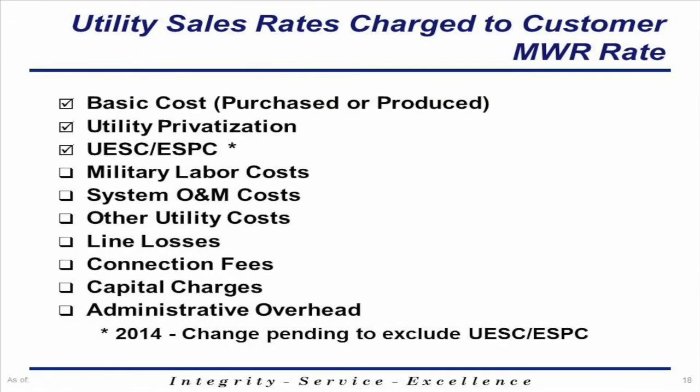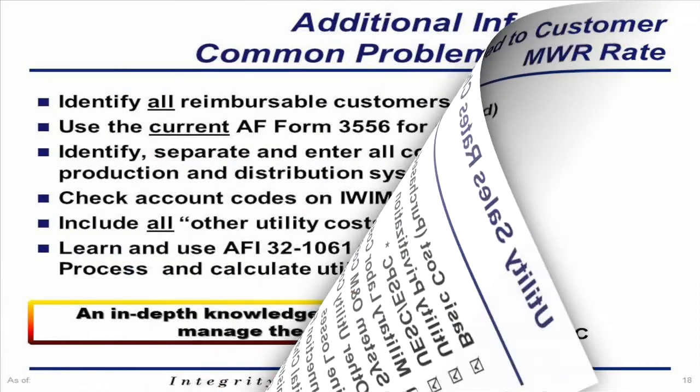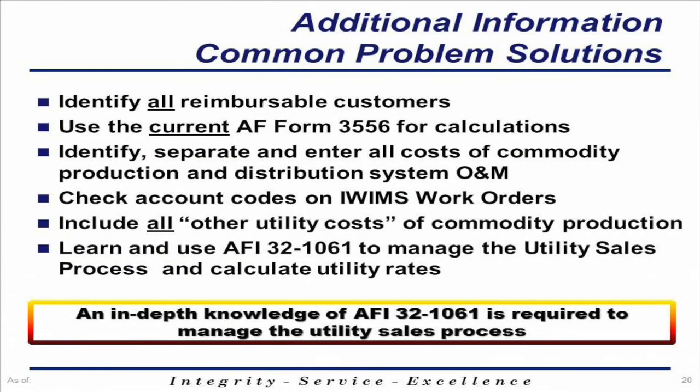These are the cost elements for the MWR rate. If you notice, it includes the basic cost, utility privatization, and UESC ESPC costs. Here's a summary of those common problems that have shown up in the bumper stickers throughout the presentation. I'll mention a couple of them.